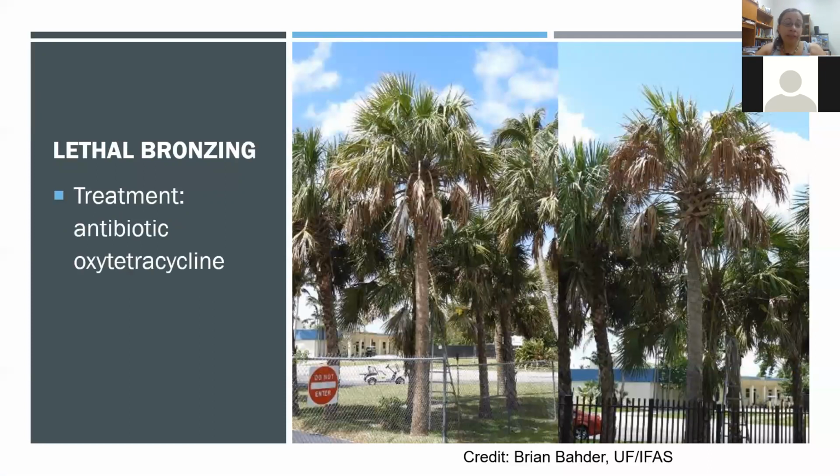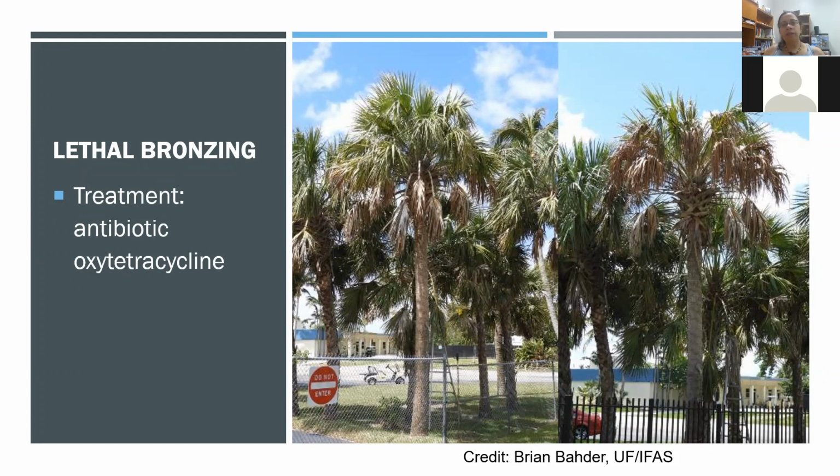So I did say we were going to be short today. Our final disease that we're going to talk about is lethal bronzing, because this one keeps popping up a lot in our plant clinic for questions as well. This is one that also has no treatment, but there is an antibiotic that you can get injected in your trees in advance if you're really worried that this is going to come and attack your palms.